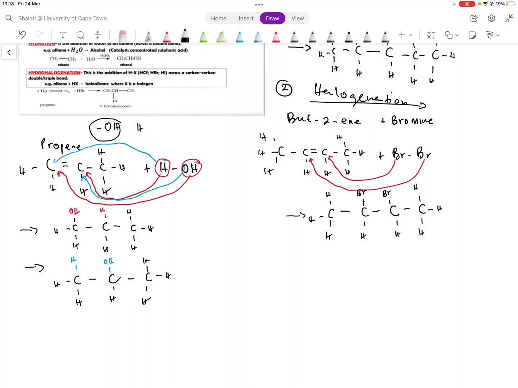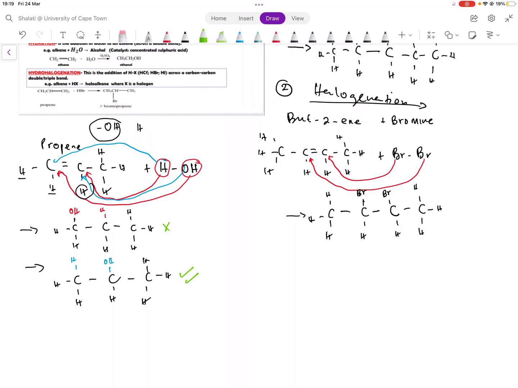In the first carbon we have 2 hydrogens, 1, 2. In the second carbon we have 1 hydrogen. So the hydrogen will prefer to go to the first carbon, which has the most number of hydrogens. So our major product which is going to form will be this one. So this one is wrong. So you must always be careful when it comes to hydration. Always remember to use the Markovnikov rule, okay?